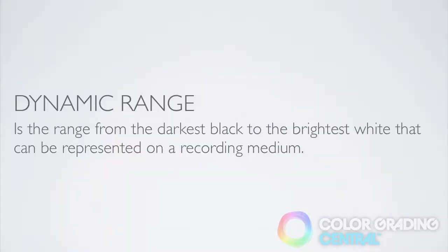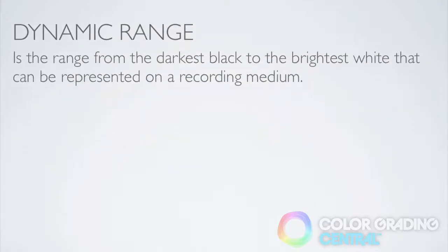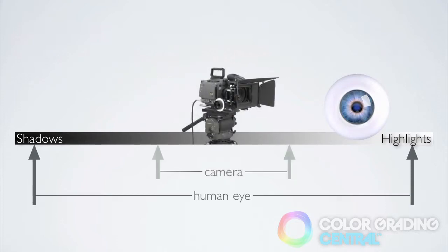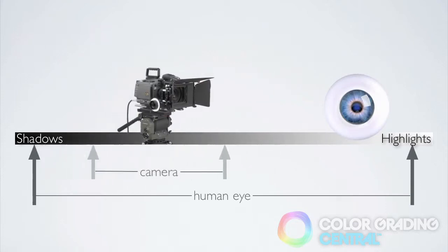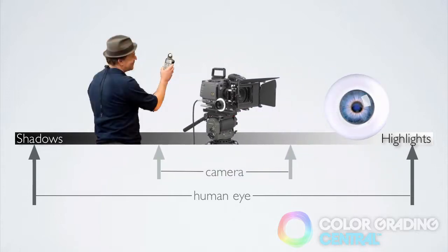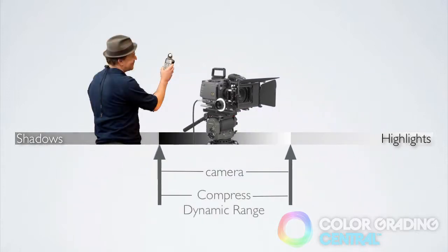First, some definitions. Dynamic range is the range of luma values from the darkest shadows to the brightest highlights that can be represented on a recording medium. Our eyes can see an amazing amount of dynamic range in nature, but cameras are not able to capture that same amount that we can see. Therefore, one of the roles of a DP is to compress this dynamic range through the use of lighting and scrims until the camera can capture that dynamic range.